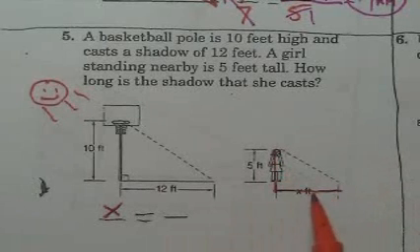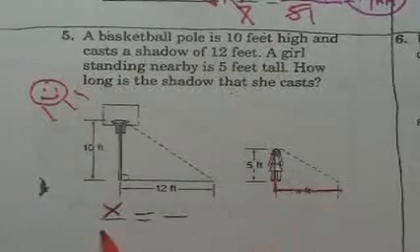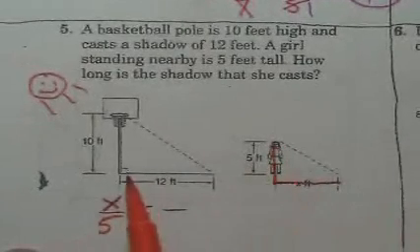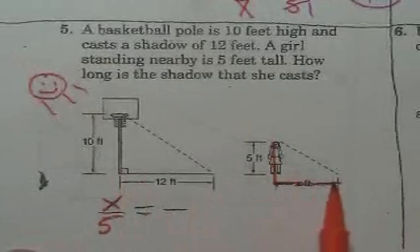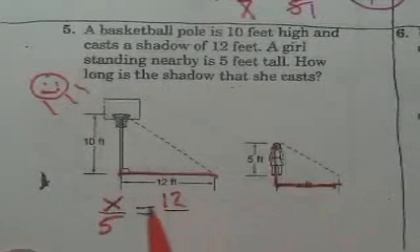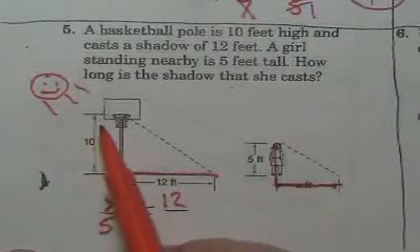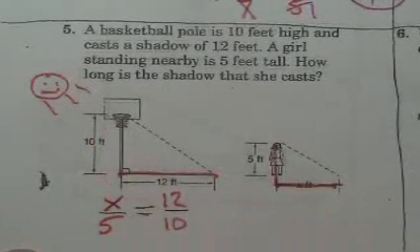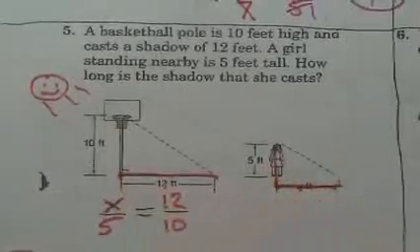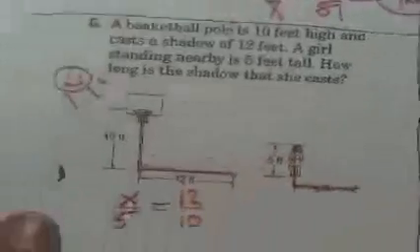All right, so x over 5 is equal to, okay, which one matches up with x? 12 does. So that goes on top, just like I did the x on top. And to 10. X is to 5 as 12 is to 10.